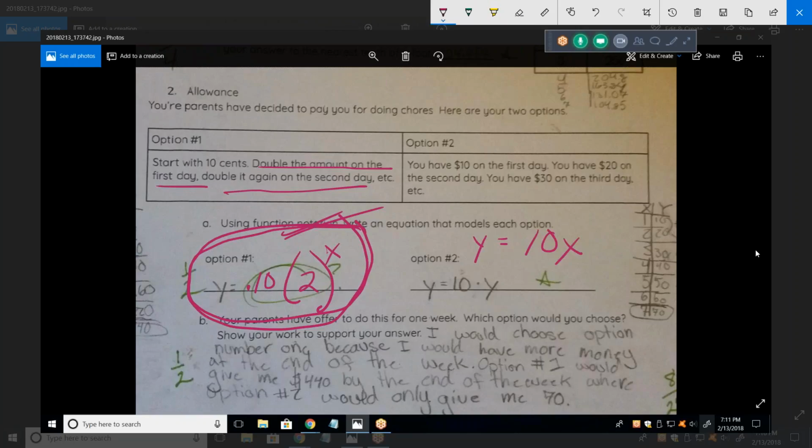Now, when x is equal to 1, you have $10. Satisfies that. When x is equal to 2, you have $20. When x is equal to 3, you have $30. That is an algebraic equation. That is not an exponential equation. And there is actually a big difference between the two. Now is as good a time as any to teach you the difference.